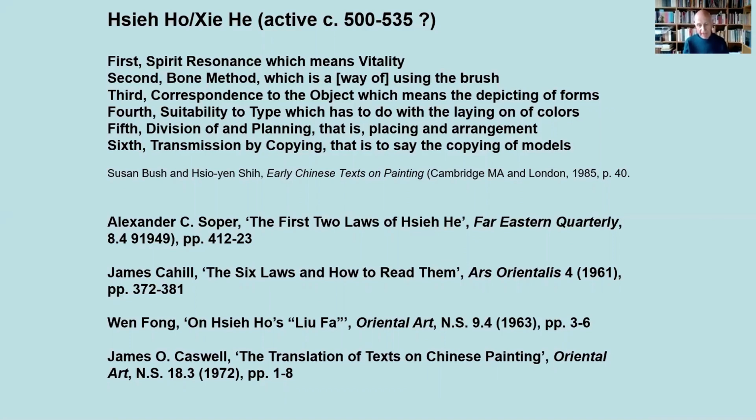encountered by English-speaking students is a modified version of that done by James Acker, which reads, "What are these 6 elements? First, spirit resonance, which means vitality. Second, bone method, which is a way of using the brush. Third, correspondence to the object, which means the depicting of forms. Fourth, suitability to type, which has to do with the laying on of colors. Fifth, division and planning, that is, placing and arrangement. Sixth, transmission by copying, that is to say, the copying of models."